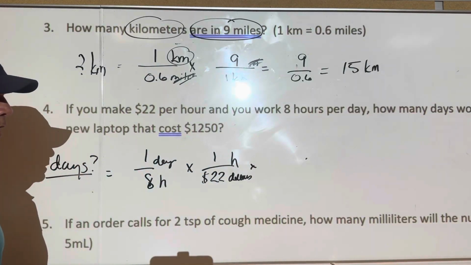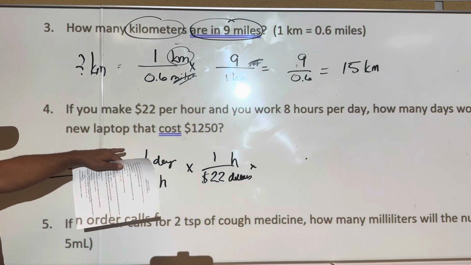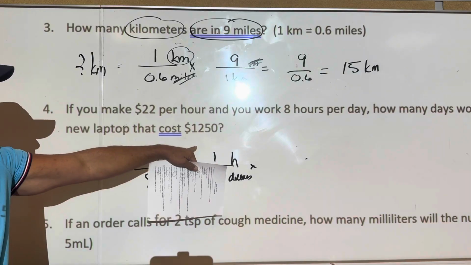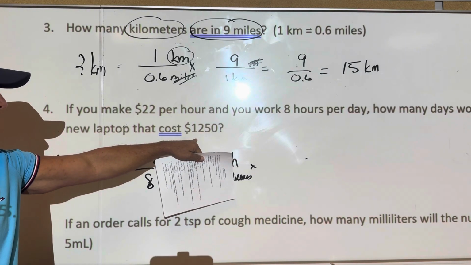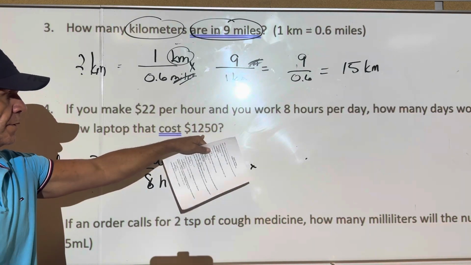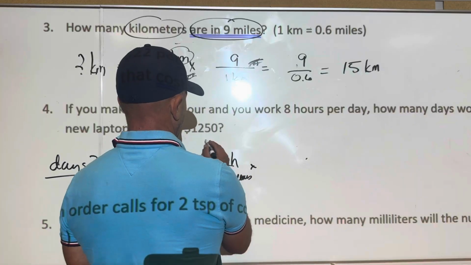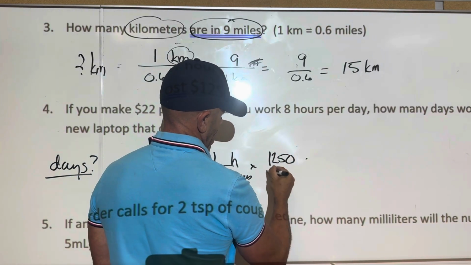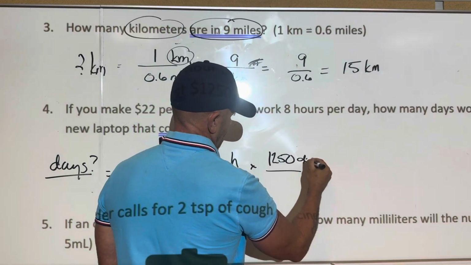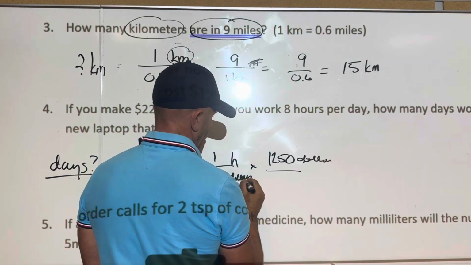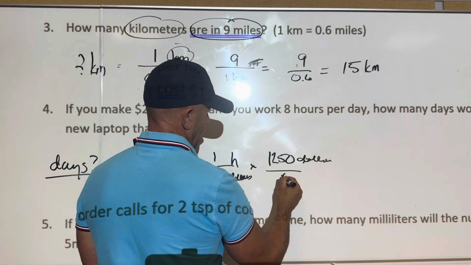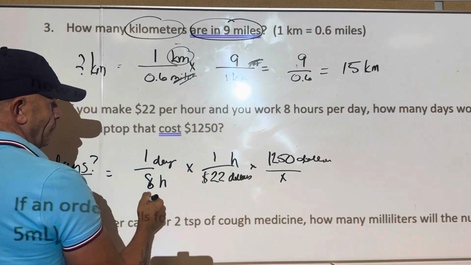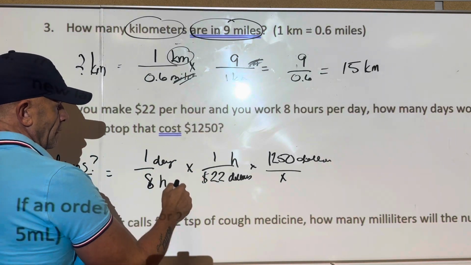Well, now what are we going to put? We know that we want to see how many days we have to work to make $1,250. So $1,250 goes here because we have dollars. It goes here. And we're looking for how many hours, or how many days.